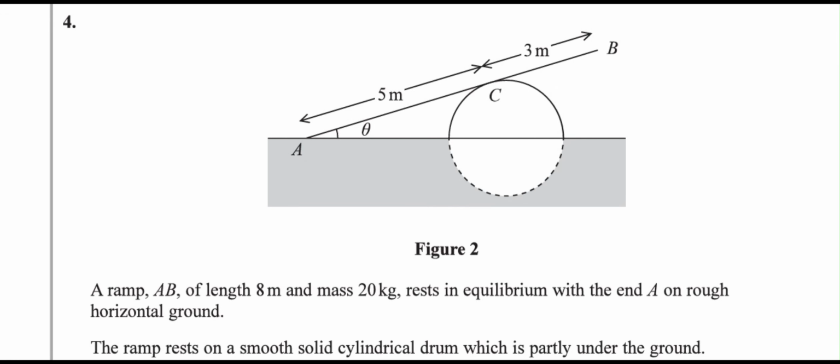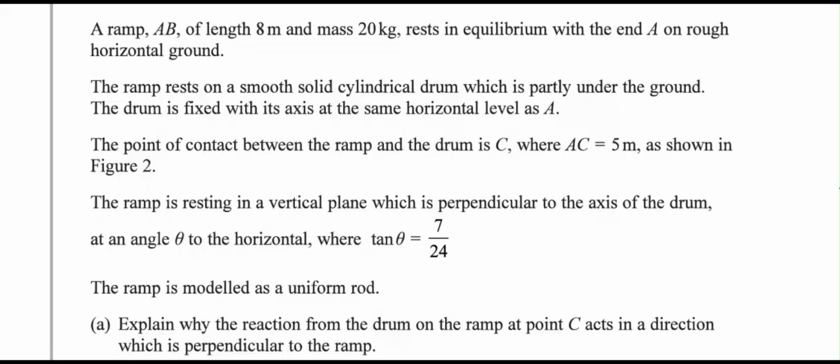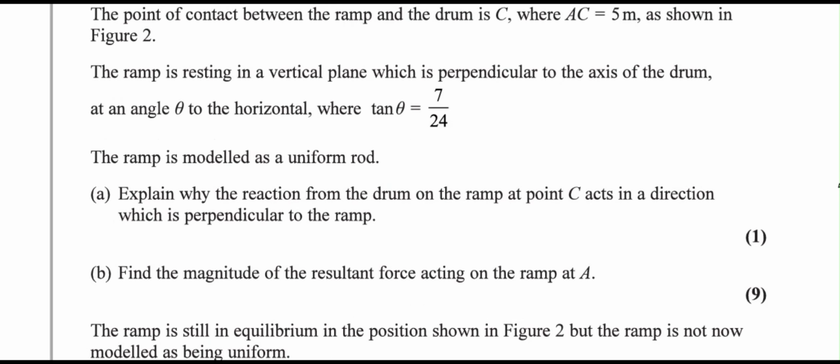Question 4. A ramp AB of length 8 meters and mass 20 kg rests in equilibrium with the end A on rough horizontal ground. The ramp rests on a smooth solid cylindrical drum which is partly under the ground. The drum is fixed with its axis at the same horizontal level as A. The point of contact between the ramp and the drum is C, where AC equals 5 meters as shown in figure 2. The ramp is resting in a vertical plane which is perpendicular to the axis of the drum at an angle theta to the horizontal, where tan theta equals 7/24. The ramp is modeled as a uniform rod.